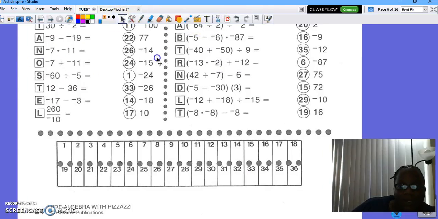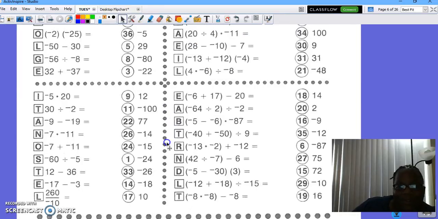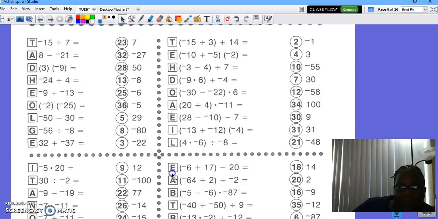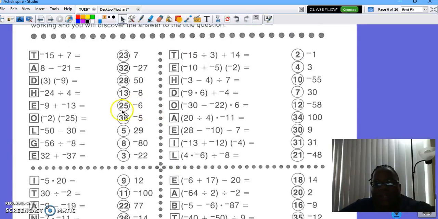All right, let's take a look at this side over here. This side, as you can see, has parentheses. Do not trip out about them. All you have to do is do what's in the parentheses first, and then do the other part. For example, let me take a look at this one. Always do what's in the parentheses first.